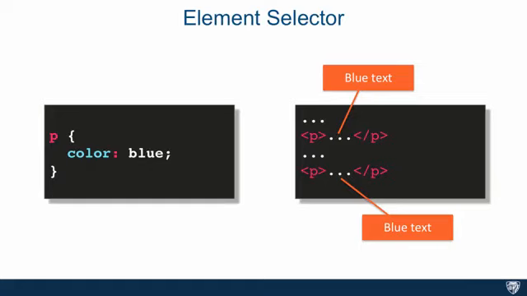Obviously, this doesn't really affect any other elements that contain text in them. For example, we can have a div element that contains text, but that text will not be affected by our CSS rule that specifies that the paragraph tag should have content text colored blue.